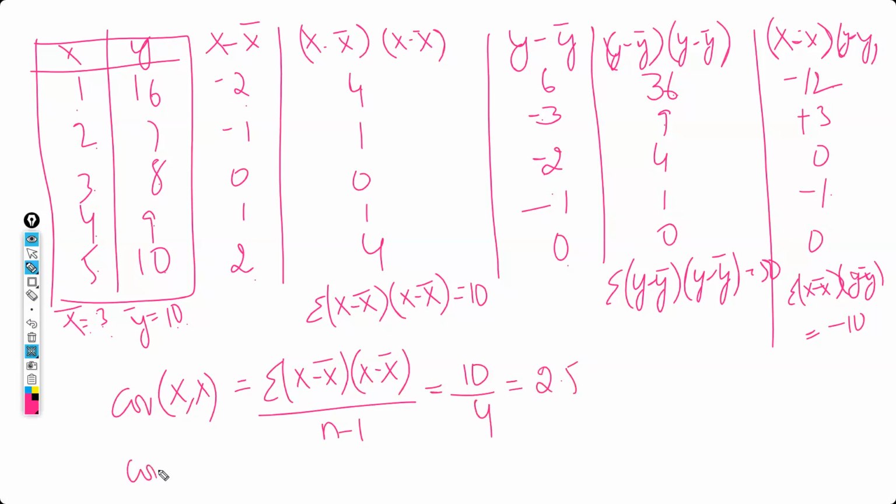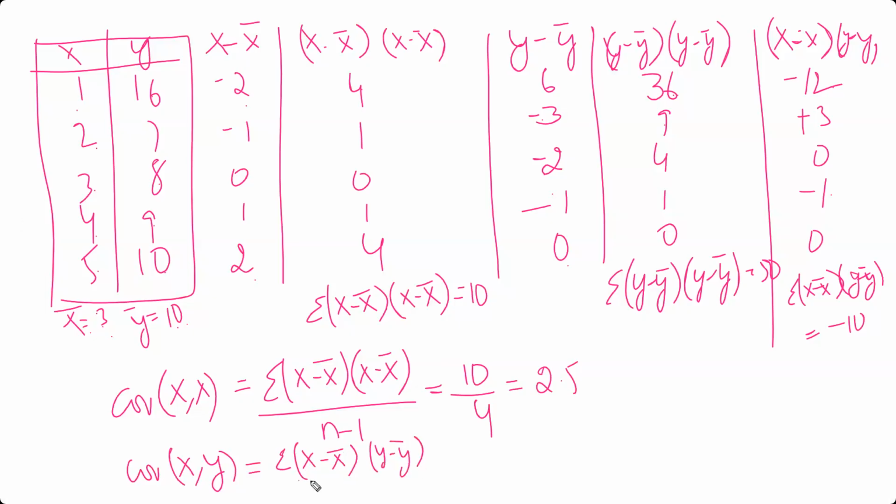Now, covariance of x comma y. What is x comma y? That is sigma of x minus x bar into, what is the next value I have to multiply? y minus y bar, divided by n minus 1. That is minus 10 by 4, which is minus 2.5.